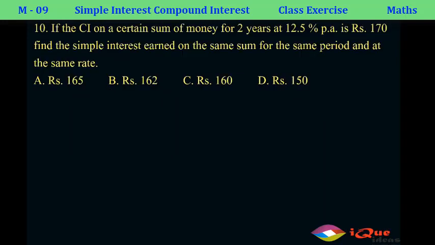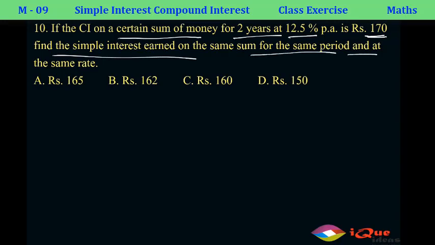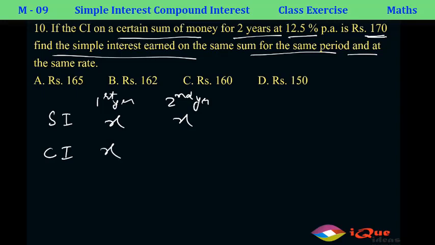Now this question says, if the CI on a certain sum of money for 2 years at 12.5% per annum is 170, find the simple interest earned on the same sum for the same period at the same rate. Again, we can use the formula, but we can also use the methods that we have seen earlier. We have seen this method, first year and then second year. We know that the simple interest for the first year is going to be the same as the second year simple interest. So let's say first year is X, second year is X. And the compound interest of the first year is going to be the same as the simple interest of the first year. So the first year compound interest is also going to be X.